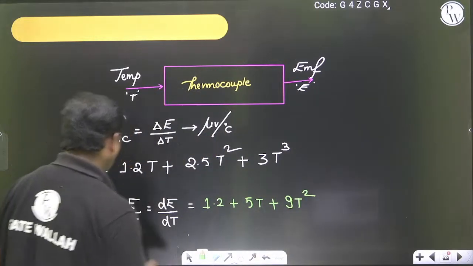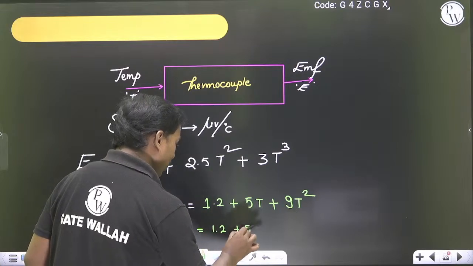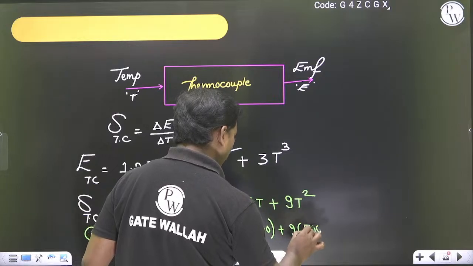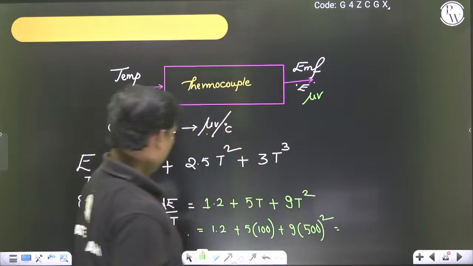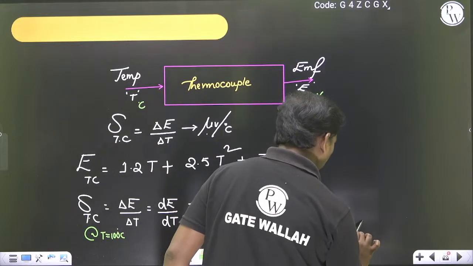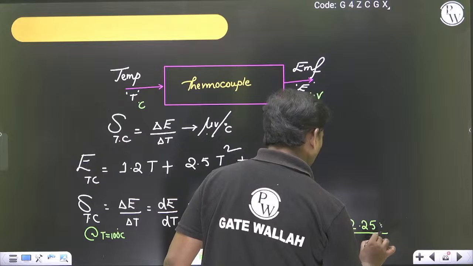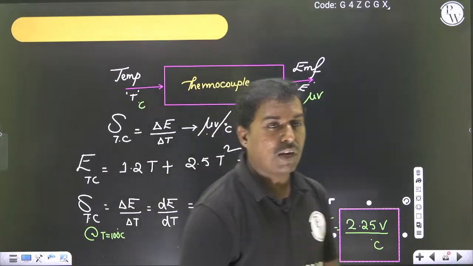Suppose he asks for the sensitivity of the thermocouple at a temperature of 100 degrees Celsius. Then the value is 1.2 plus 5 into 100 plus 9 into 100 square. Let us take EMF in microvolts and temperature in degrees Celsius. Now if you calculate, that is the answer. Converting microvolts with 10 power minus 6, we get 2.25 volts per degree Celsius as the sensitivity. That's it. These are the different ways of finding the sensitivity expression.